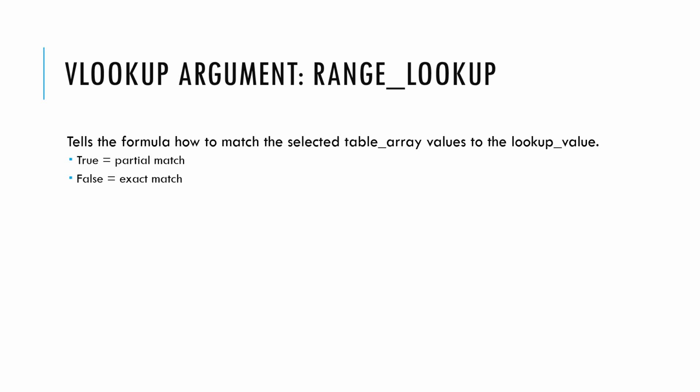And then your range lookup, it answers the question of exactly how you want to match your comparison. Do you want it to be a partial match, or do you want it to be an exact match? So for comparing, most of the time you want it to be an exact match. So therefore you would put false in the formula because you want to make sure that whatever is in your report is exactly matching what's in the second report when you're trying to compare.